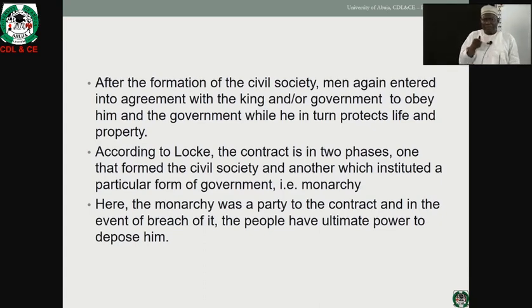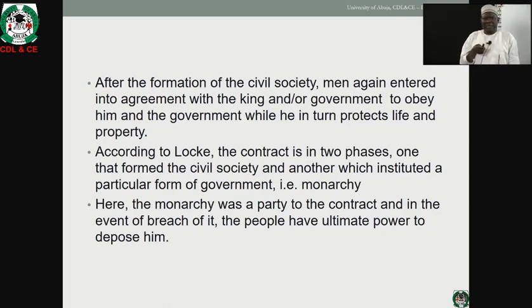So men then enter into an agreement with the king. He said, since we have a king, somebody who is the ruler, let us agree to stay under his roof. Let us agree that he should protect us while we surrender our rights and liberty to him, so that the king will now protect life and property.